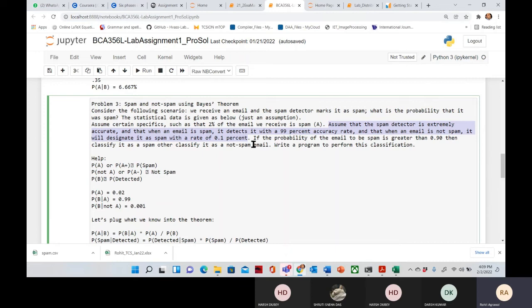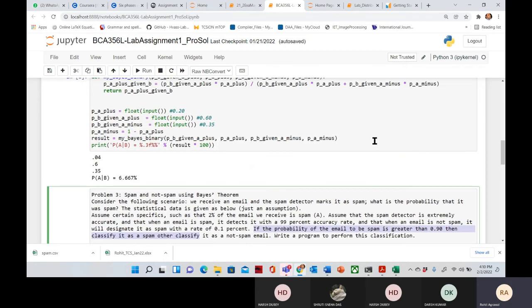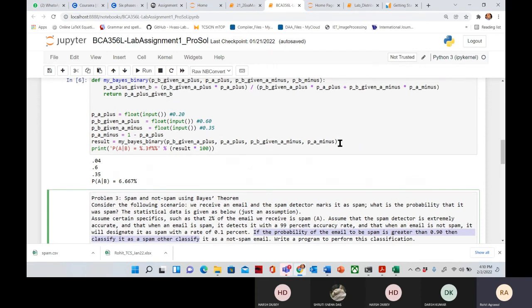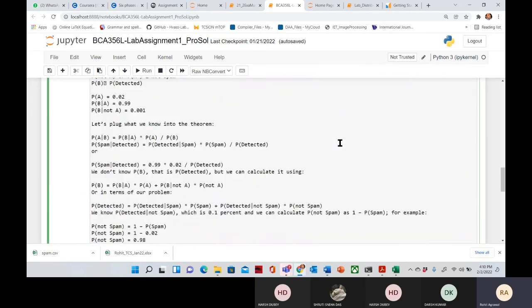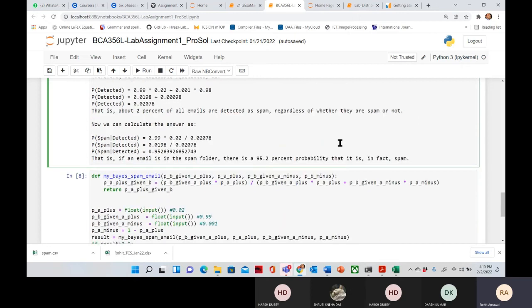If the probability that the email is spam is greater than 90%, then classify it as spam. So we will calculate the probability of an email to be spam, and then check whether it is greater than 0.9 or less than 0.9. See, in the above question, I just need to write two lines, if else. So the same code works here. You can see the same code works here.